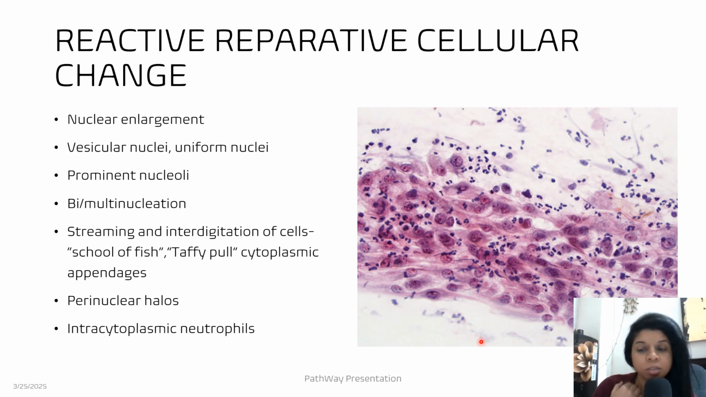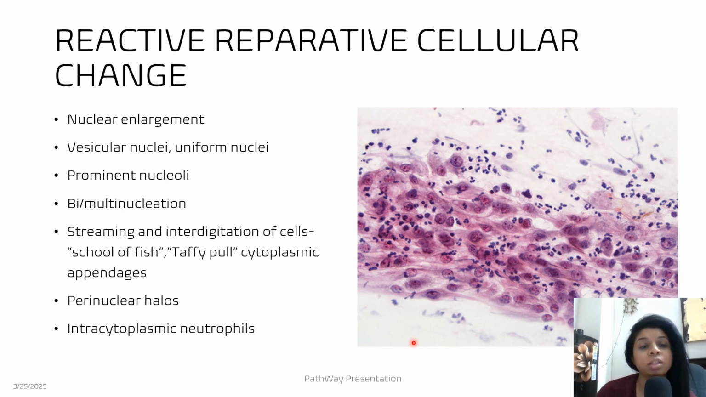Okay, and then you will see taffy pull cytoplasmic appendage. Taffy pull means how a toffee looks if you pull it and see how it is in a stretched manner. Like that, the cytoplasm is seen as a taffy pull appearance. Okay, and then you will get slight perinuclear halos and then intracytoplasmic, inside the cytoplasm of the cervical cells, you will get neutrophils. Okay, these are reactive or reparative cellular changes.